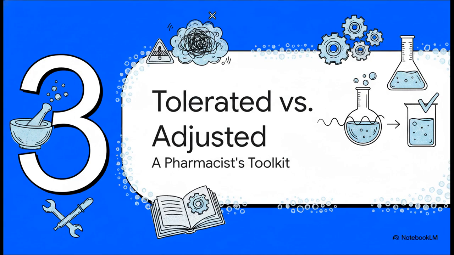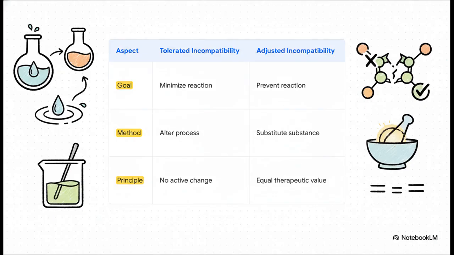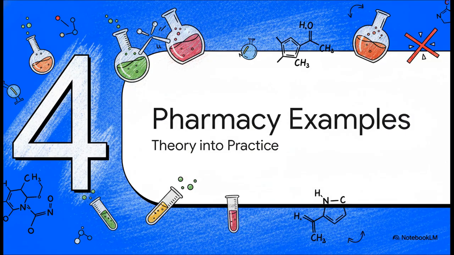But here's the good news. As a pharmacist, you are not powerless here. You actually have a toolkit with two main strategies to handle these situations. And understanding the difference between tolerated and adjusted incompatibilities, well, that's going to be your secret weapon. Now listen up, because this slide is pure gold for your exams. The distinction here is critical. With a tolerated incompatibility, you're basically playing defense. You know a reaction might happen, so you change how you mix things to minimize it, like using more diluted solutions. But with an adjusted incompatibility, you're playing offense. You prevent the reaction altogether by swapping out an ingredient. The key thing to remember, though, is that the substitute has to provide the exact same therapeutic benefit. That's not negotiable.